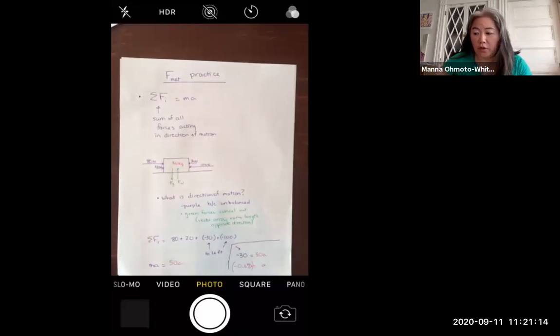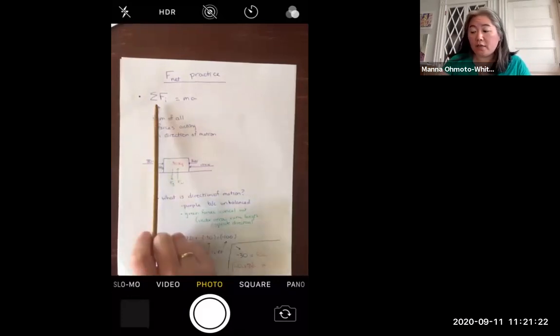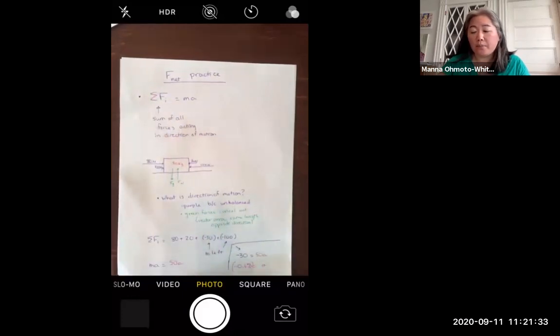This is a short video to just go over the basics of how to do FNet practice. So remember that the overall equation that we're looking at is FNet, which is the sum, that's what the sigma, weird backwards E looks like, sigma, the sum of all the individual forces. And this is the important part. They have to be acting in the direction of motion.